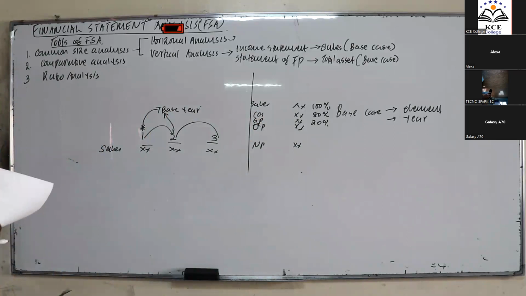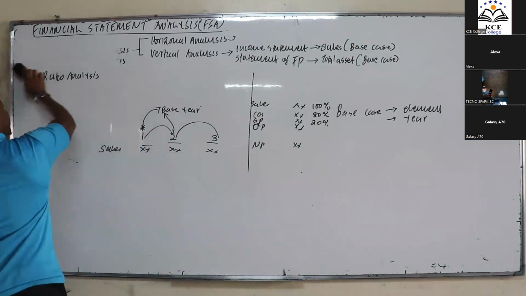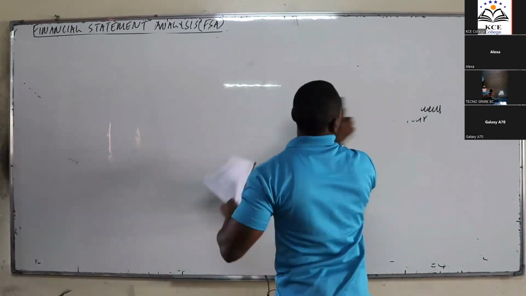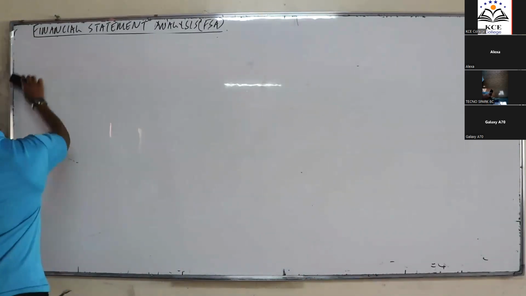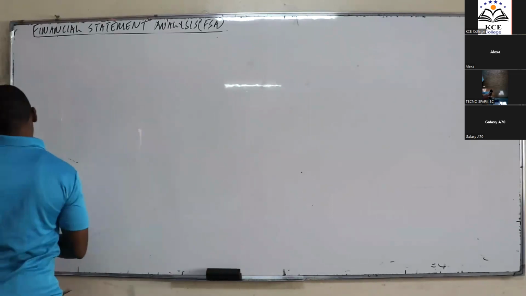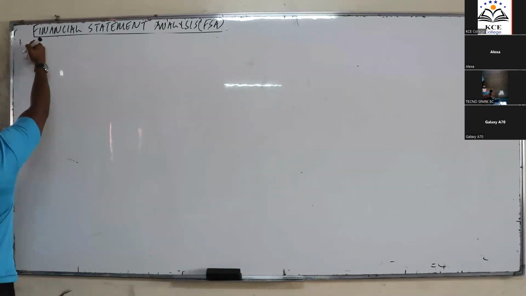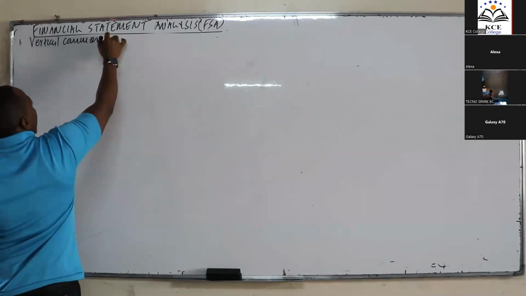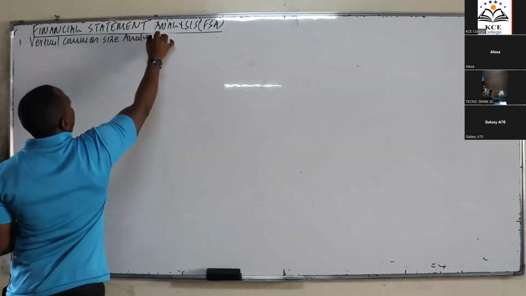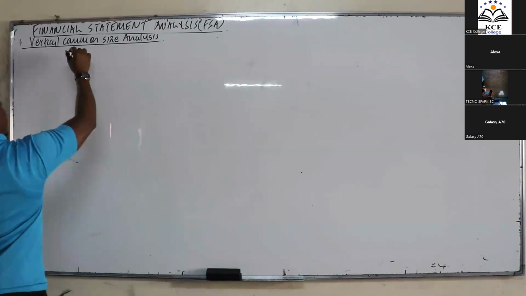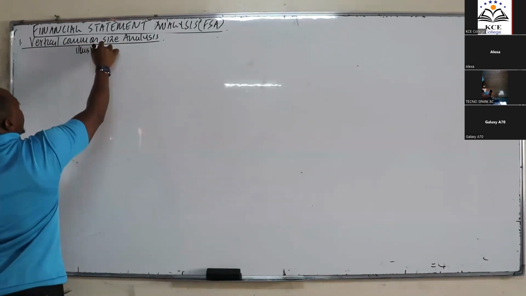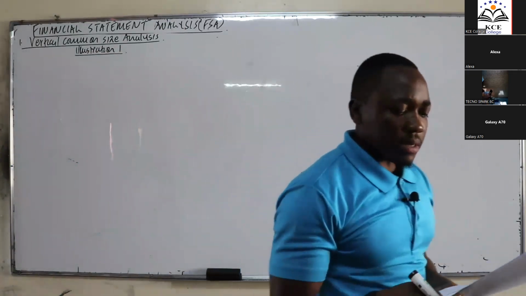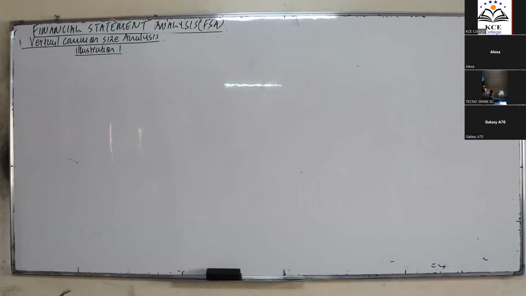Good. So now let's do that illustration. We have illustration 1. So this is vertical common size analysis. And so I'm doing illustration 1. And we are told to consider the following financial statement for Vibes Limited and prepare a vertical common size income statement.